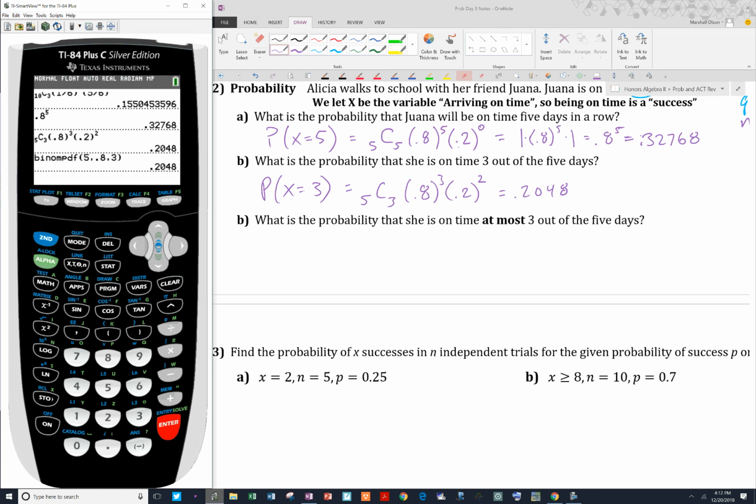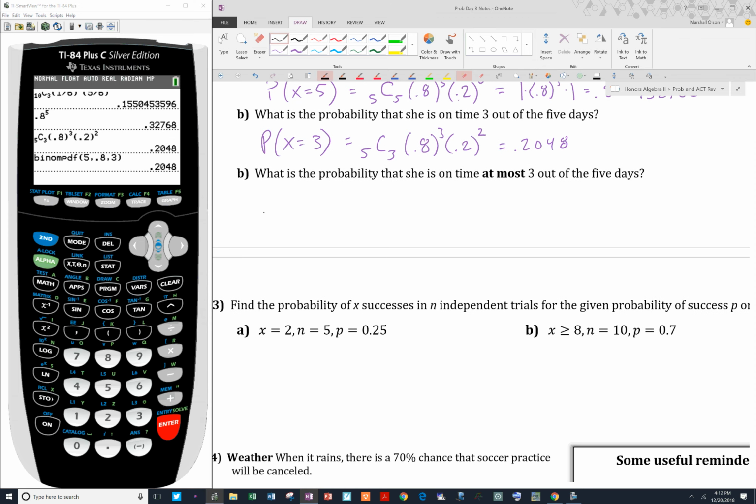All right, what is the probability that she is on time at most 3 out of the 5 days? At most 3 would mean that she was on time 0, 1, 2, or 3 times. So that would be that x is less than or equal to 3. You'd have to add up 4 different probabilities here, from the probability of being on time 0 days all the way up to the probability of being on time 3 days. That'd be a lot of stuff to type in your calculator, so I'm going to show you a little trick for doing this.